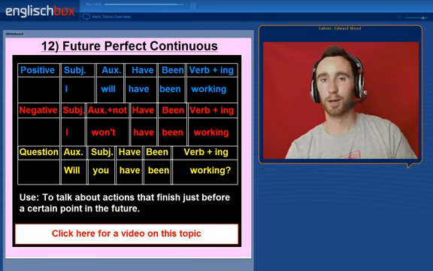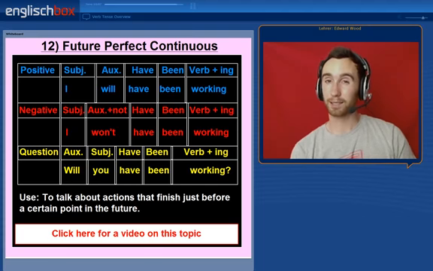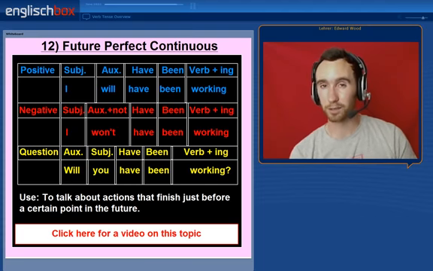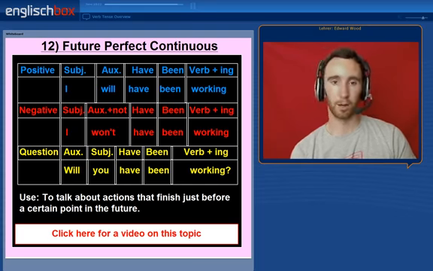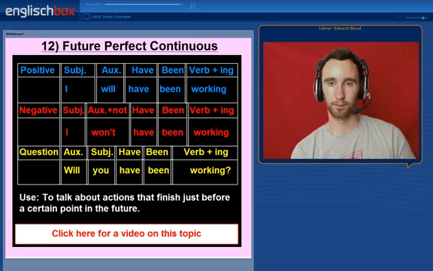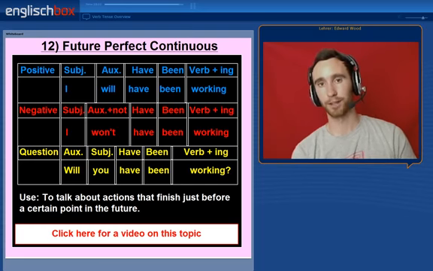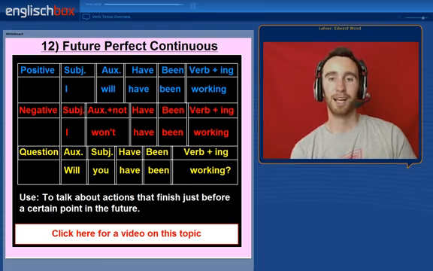Okay, the future perfect continuous. Again, in a similar way to the past perfect continuous, this is to describe an action that just finishes before another point in the future. I will have been working, I won't have been working in negative, and will you have been working as a question. To give you an example, if I can think of one, maybe a little bit better than my last example for the future perfect simple.